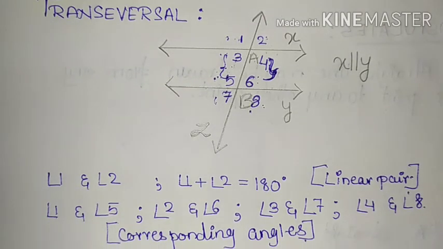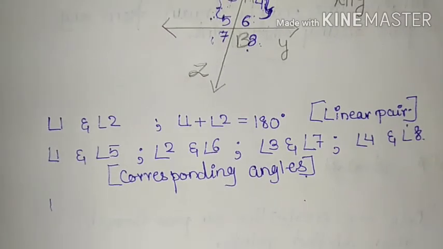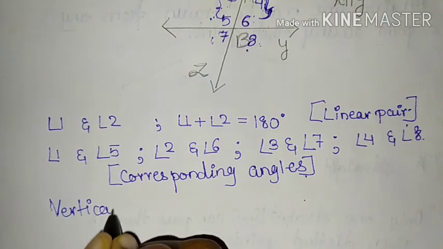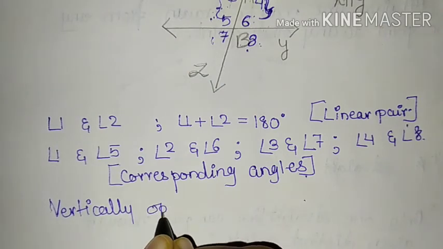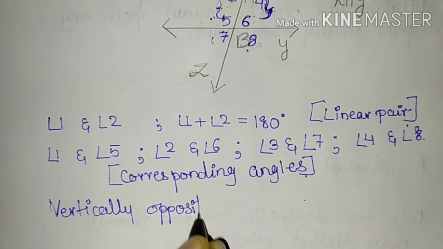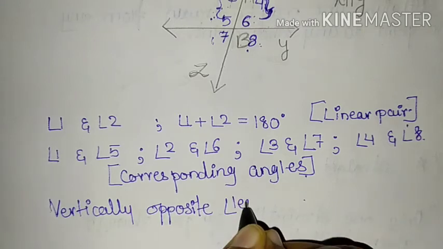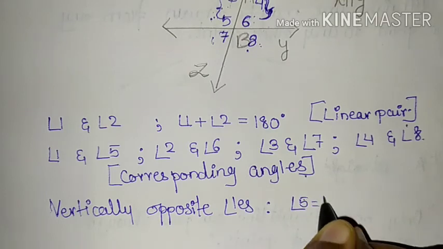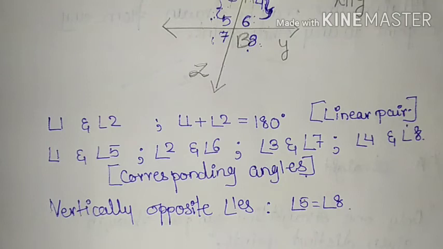So moving ahead, after linear pair, corresponding angles, and the third set of angles, which was vertically opposite angles. In this figure, those are angle 5 is equal to angle 8. It is one of the examples. There are still 3 pairs of vertically opposite angles present in your figure.